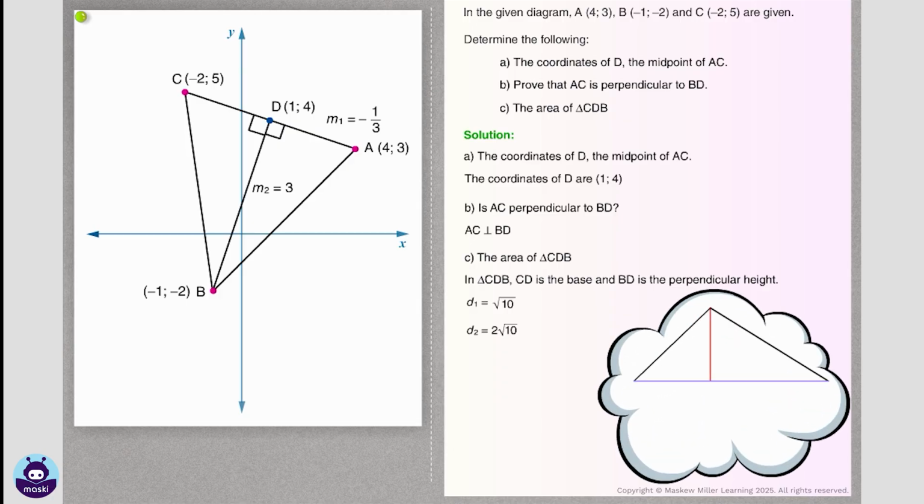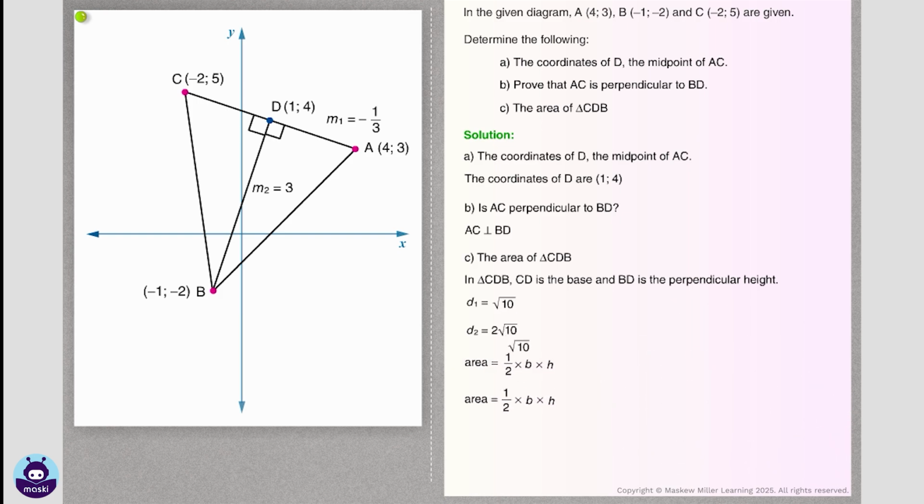Now, the area of the triangle is given by the formula. Substituting the values in the equation, we get, therefore, area is equal to 10 square units.